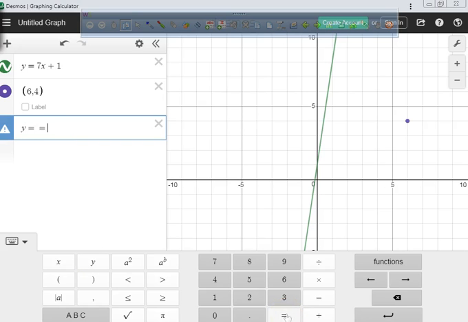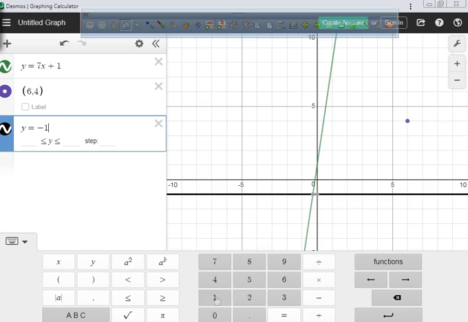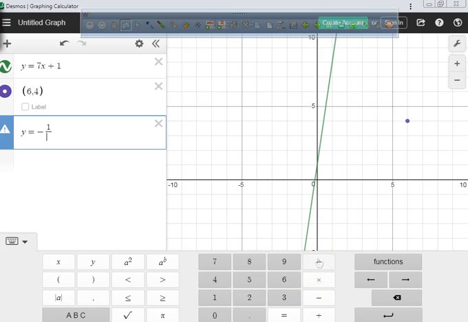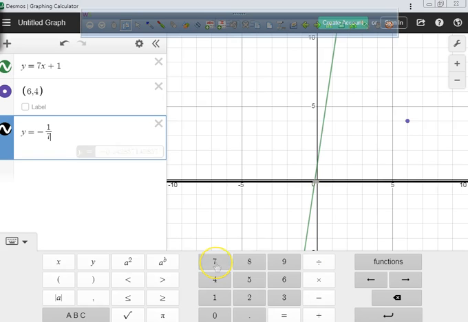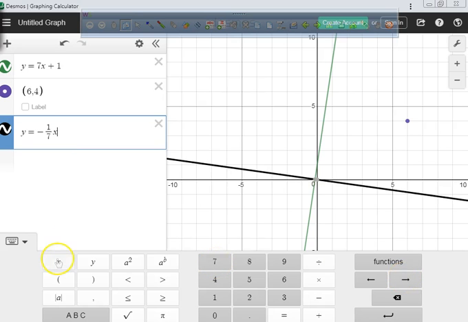Just hit the delete, the backspace. Right there. You got it. Y equals negative 1 divided by 7. Once you hit 1 divided by 7, you have to hit the right arrow. There you go, x. And what was our y-intercept?